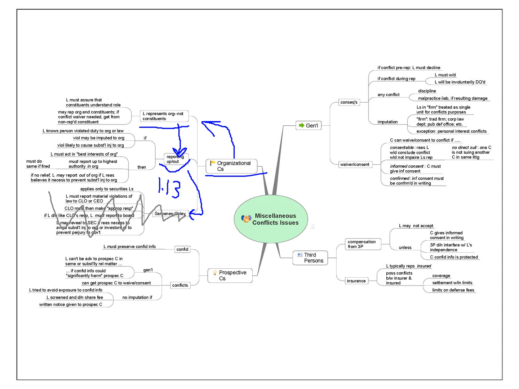But as to Rule 1.13, if a lawyer knows that a person is violating a duty to the organization or that's in violation of the law, and that violation may be imputed to the organization, and that violation is likely to cause substantial injury to the organization, then the lawyer must act in the best interest of the organization, must report up to the highest authority in the organization, and he's got to do so even if he's fired. And if he gets no relief, he may report out of the organization, blow the whistle, go to the regulators, or the police, if the lawyer reasonably believes it's necessary to prevent substantial injury to the organization.